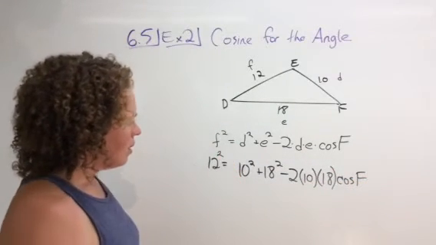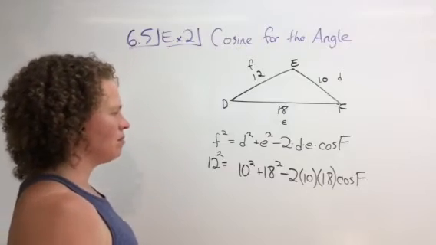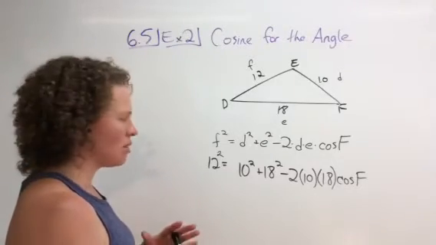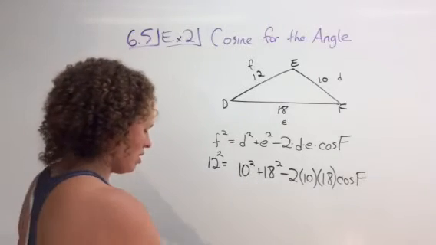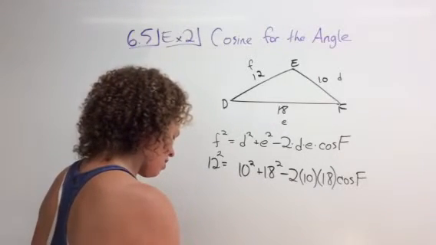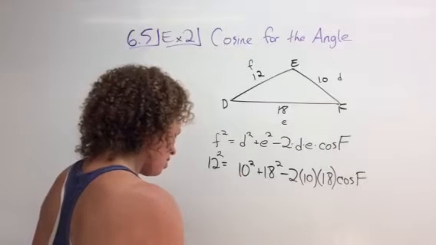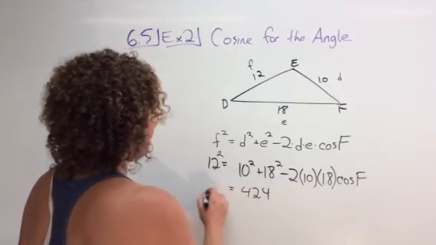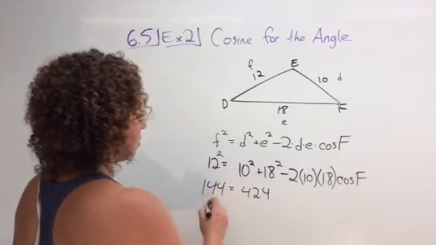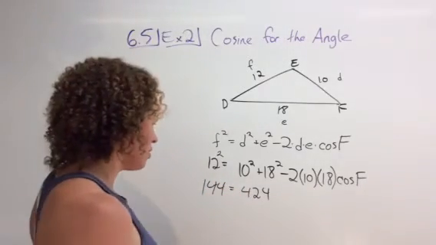Now, what can we solve? That's the best way to go all the time, is just what can you solve? Well, I can solve 100 plus 18 squared, so let's do that. 100 plus 18 squared gives me 424 for this amount, and I know that this is 144 because it's 12 squared. You guys have known that for years.